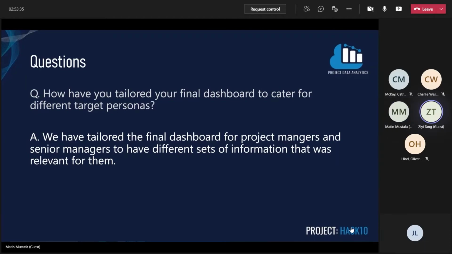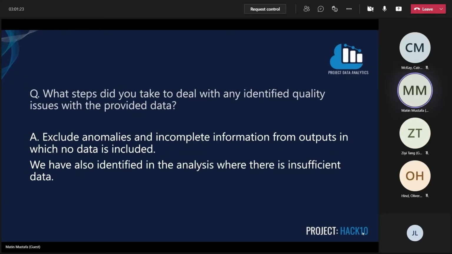What steps did you take to deal with any identified quality issues with the provided data? Beginning with the actual data source itself, the Excel file, we excluded anomalies and incomplete information from outputs in which no data is included. We have also identified in the analysis where there is insufficient data and considered them negligible for the overall results, therefore compiling a nice data set that can be utilized within the dashboard.